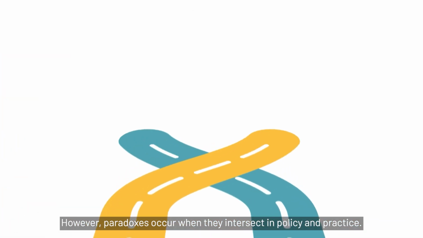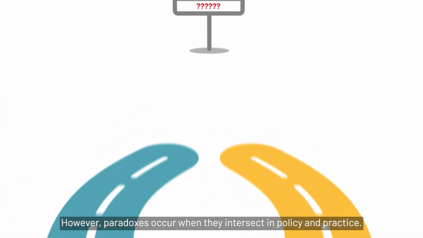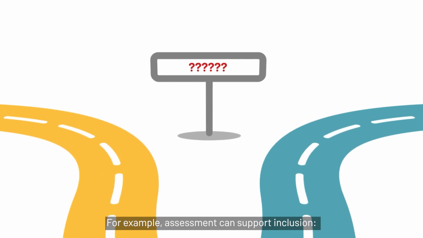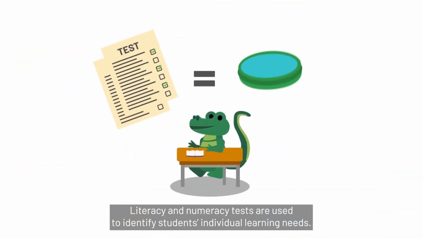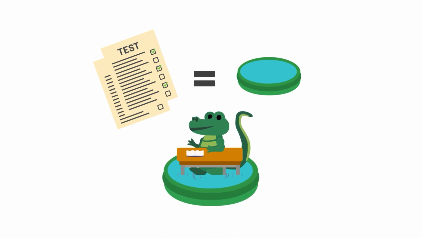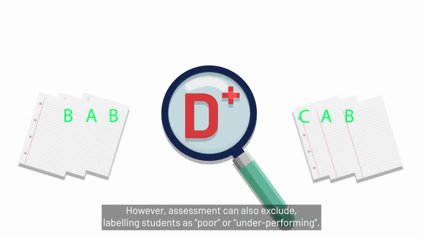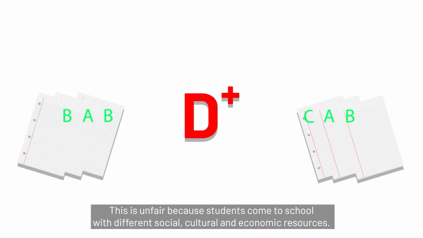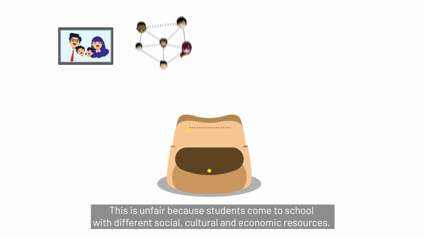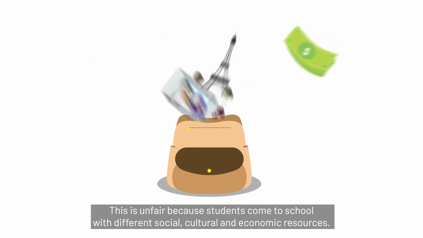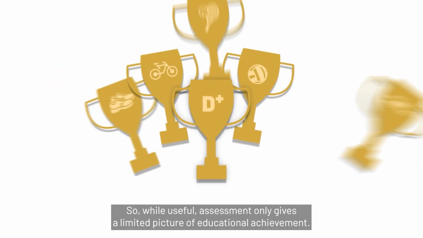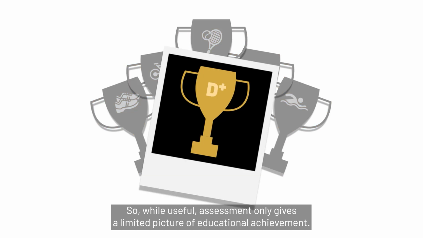However, paradoxes occur when they intersect in policy and practice. For example, assessment can support inclusion. Literacy and numeracy tests are used to identify students' individual learning needs. However, assessment can also exclude, labelling students as poor or underperforming. This is unfair because students come to school with different social, cultural and economic resources, so while useful, assessment only gives a limited picture of educational achievement.